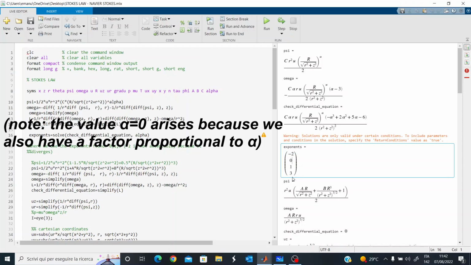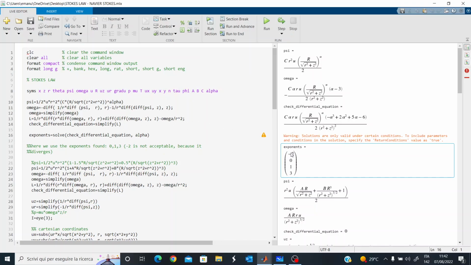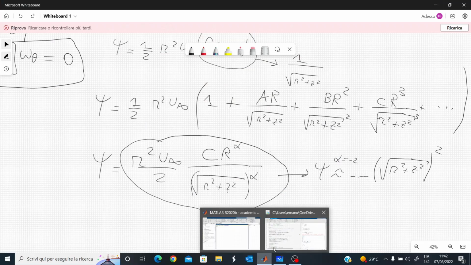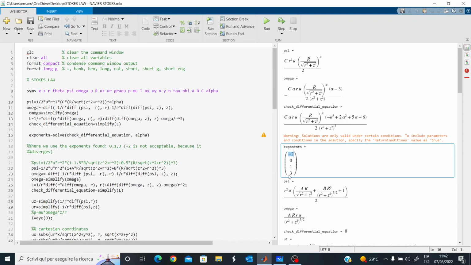And you can easily see that I have to discard the -2 exponent, so that cannot be accepted, because if I choose the exponent -2, my function psi will be of the form something times the square root of r squared plus z squared to the second power. If alpha is equal to -2, psi will be proportional to this. And this is not acceptable, because when r or z are very large, this will explode. So this is not acceptable. But we can choose the other three exponents, 0, 1, and 3.